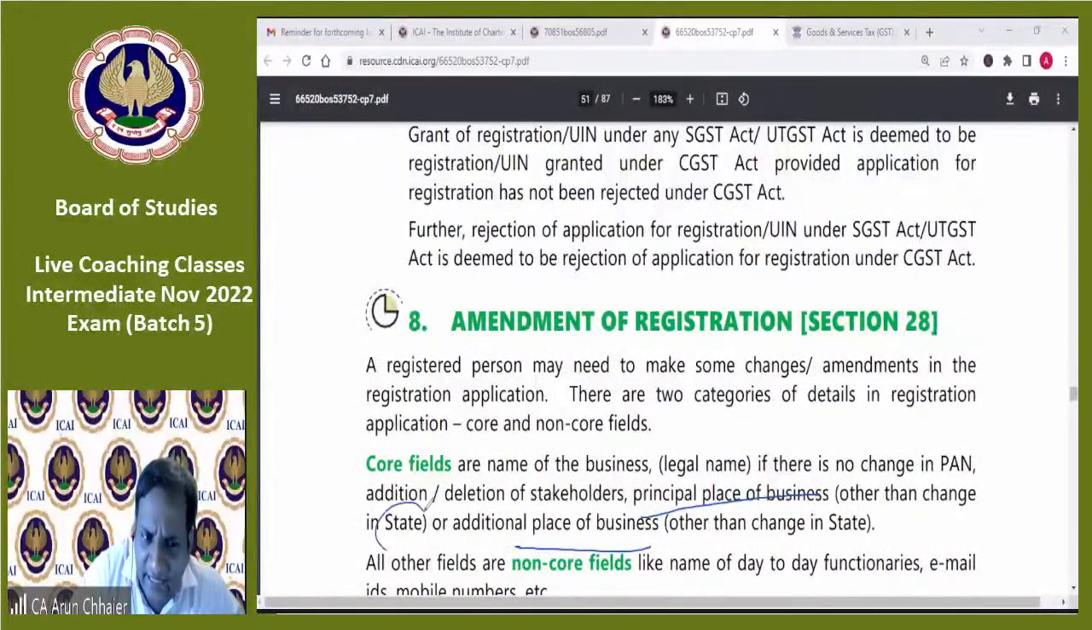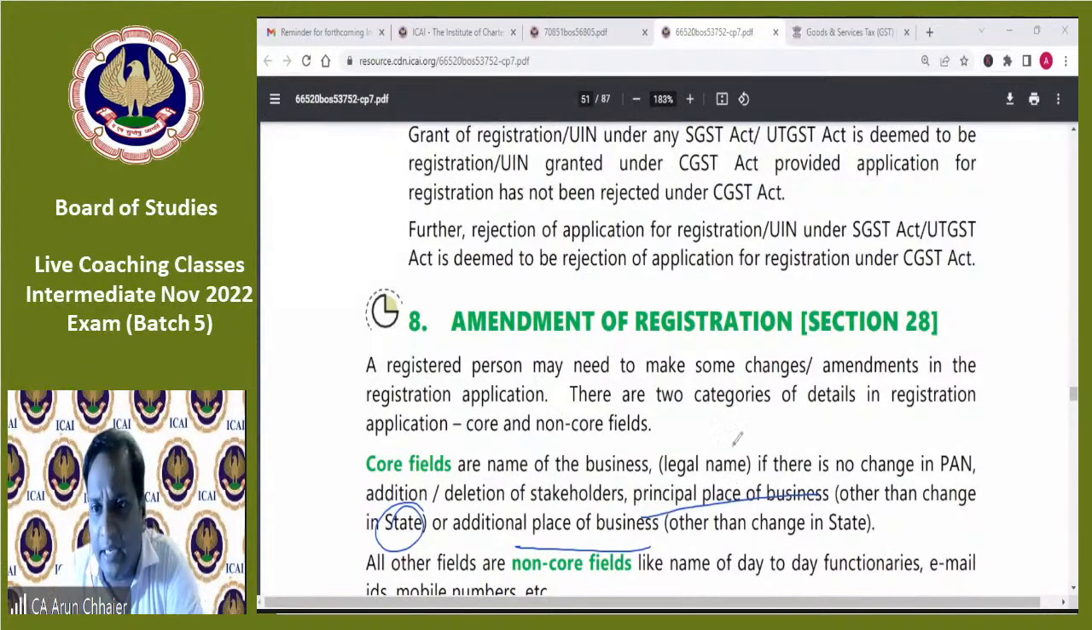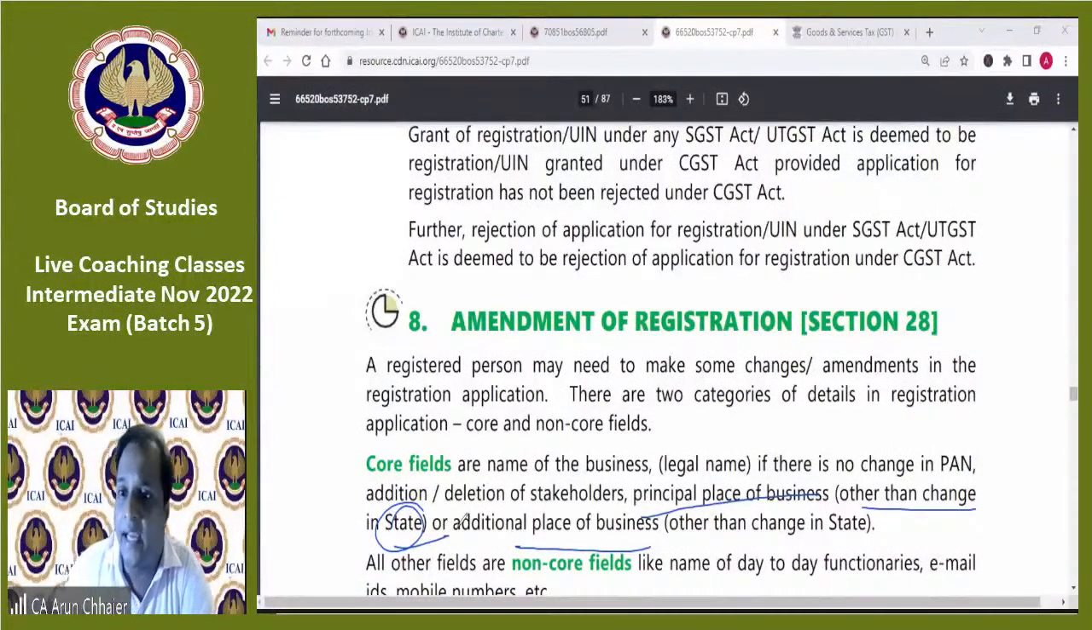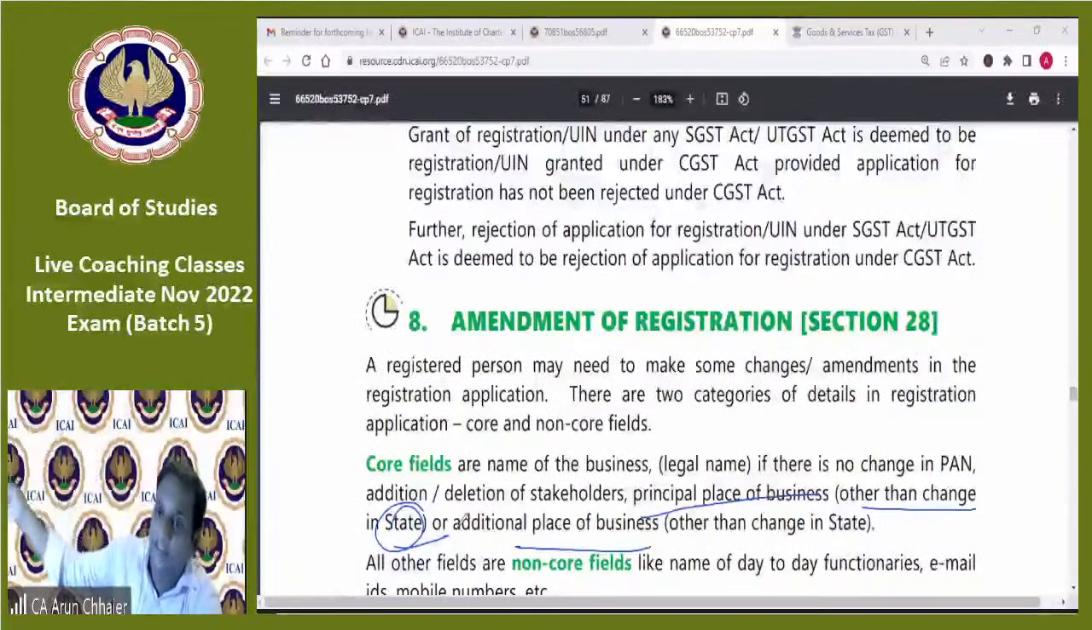Other than change in the state. Can anybody clarify why they are writing other than change in the state? For example, I am registered in Delhi. I have one additional place of business in Kanpur, UP. Can I add that location in my Delhi GST number as an additional place of business? Kindly confirm.